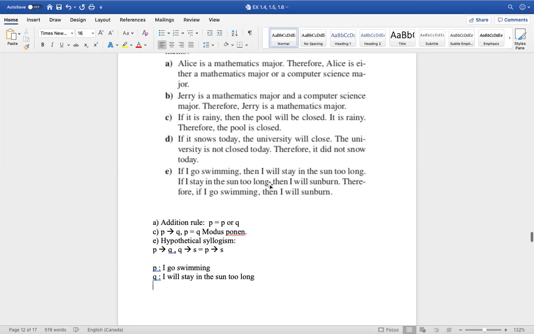If I stay in the sun too long, then I will sunburn. So S represents I will sunburn. Now if we plug in these values, if I go swimming, then I will stay in the sun too long: if P, then Q. If I stay in the sun too long, then I will sunburn: Q, S. So now we can already see the relationship, the hypotheses are matching. We can determine that if P, then S: if I go swimming, then I will sunburn. So therefore we can conclude this one. The name of this rule is hypothetical syllogism.